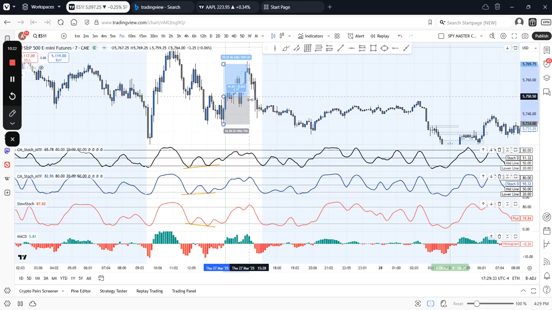So that's just the strategy, like a quick overview. Later, we'll get into the settings of the stochastics and all the other good stuff.